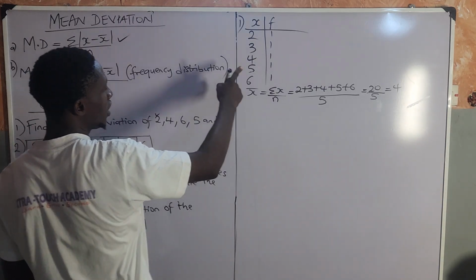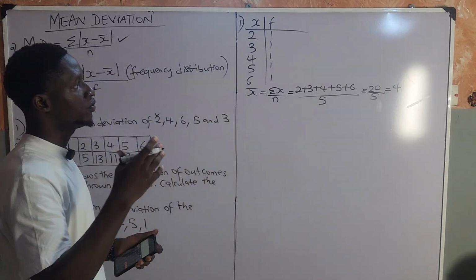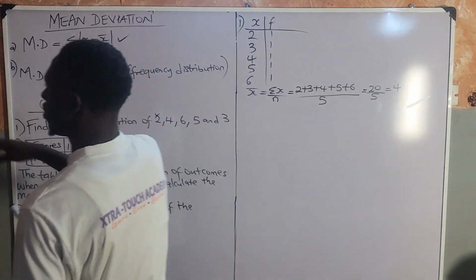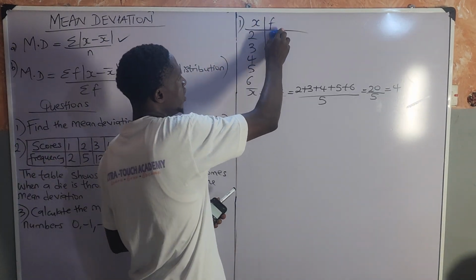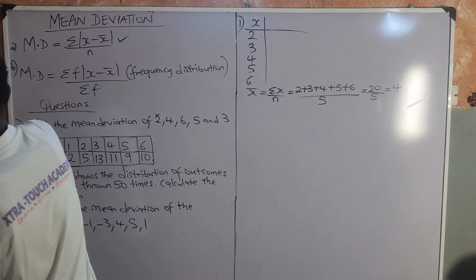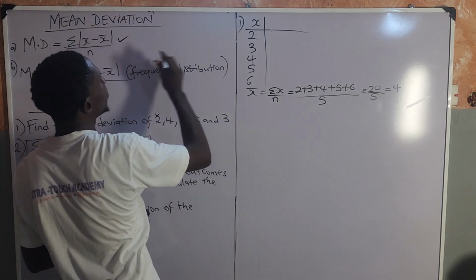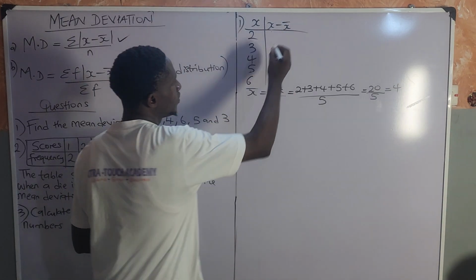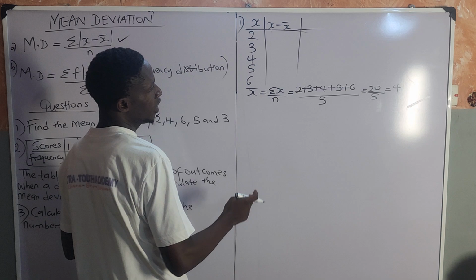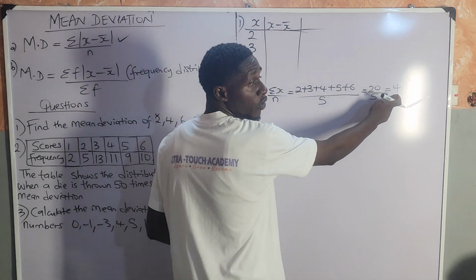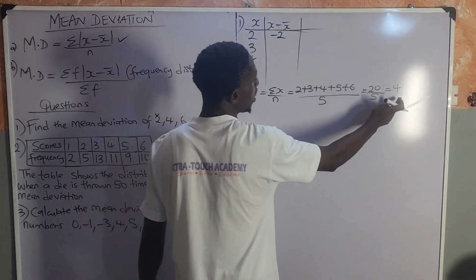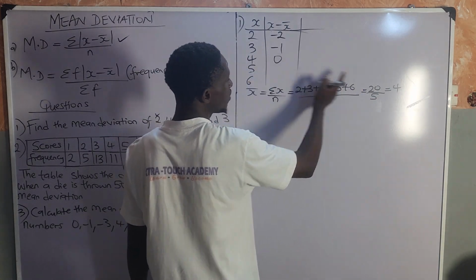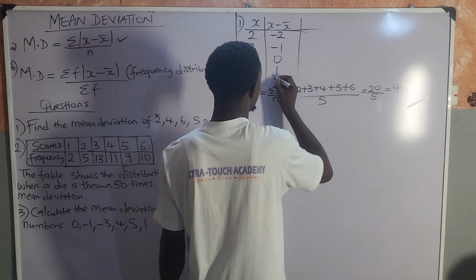Going by this formula here, I love creating a table. Since we don't have a frequency that is more than 1, let me clean this and make a table here. So we have x minus x bar first. 2 minus 4 is minus 2. 3 minus 4 is minus 1. 4 minus 4 is 0. 5 minus 4 is 1. 6 minus 4 is 2.